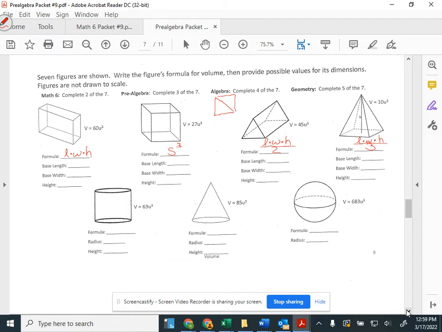Cylinder. Who knows how to find the area of a circle? Paisley? Pi r squared. Now it's a cylinder. So what do I also have to multiply it by? Times height. The cone. Paul.